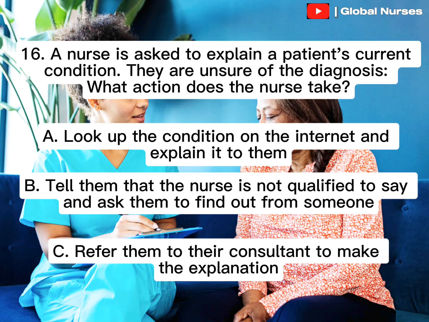16. A nurse is asked to explain a patient's current condition. They are unsure of the diagnosis. What action does the nurse take? A. Look up the condition on the internet and explain it to them. B. Tell them that the nurse is not qualified to say and ask them to find out from someone. C. Refer them to their consultant to make the explanation.